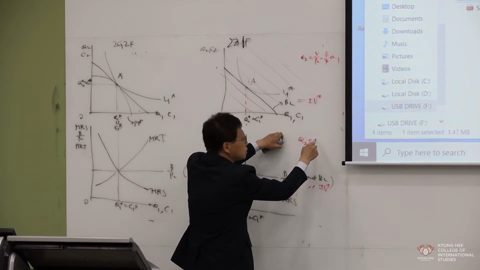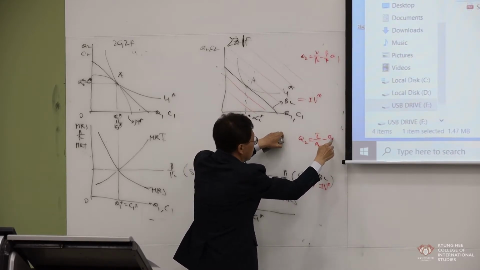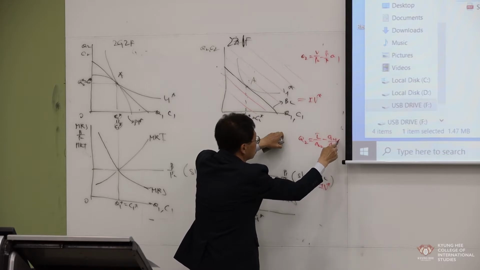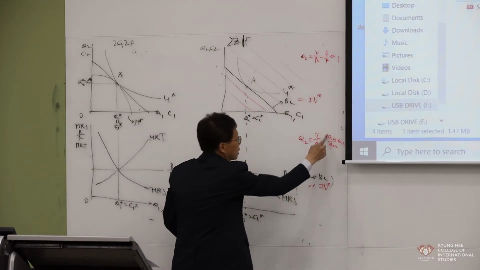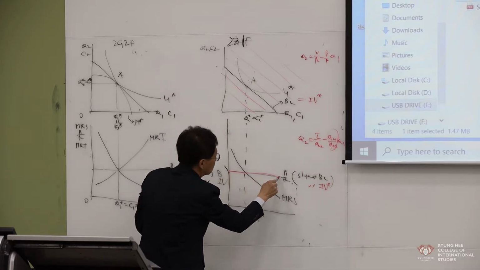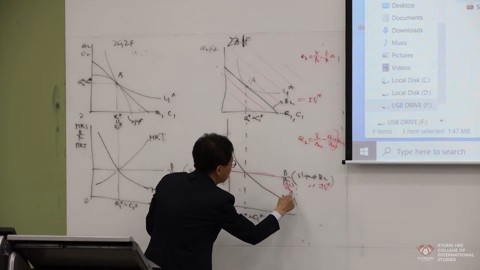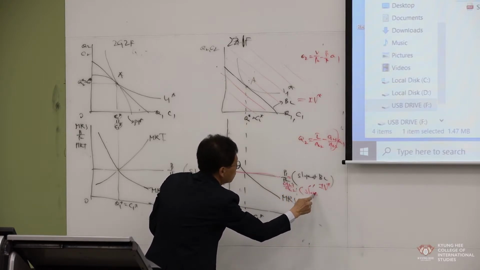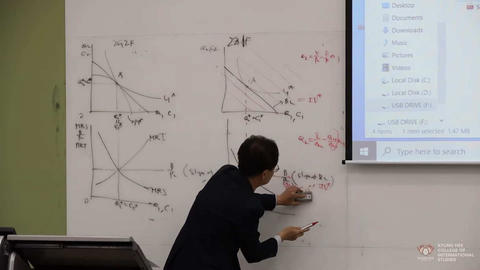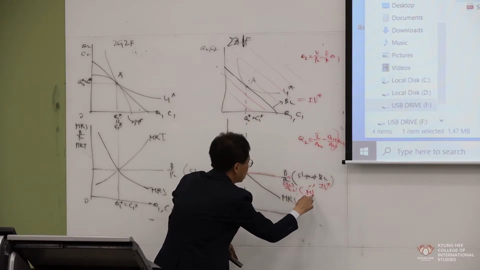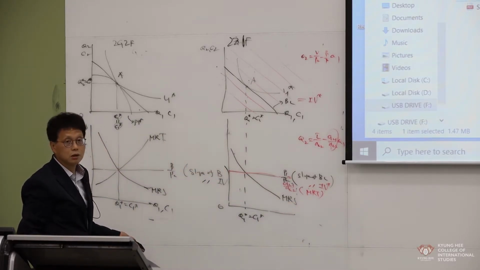Q2 is equal to L bar over AL2 minus AL1 over AL2 Q1. Okay? The slope is AL1 over AL2. That is the slope of the PPF, or MRT. MRT is the same thing.